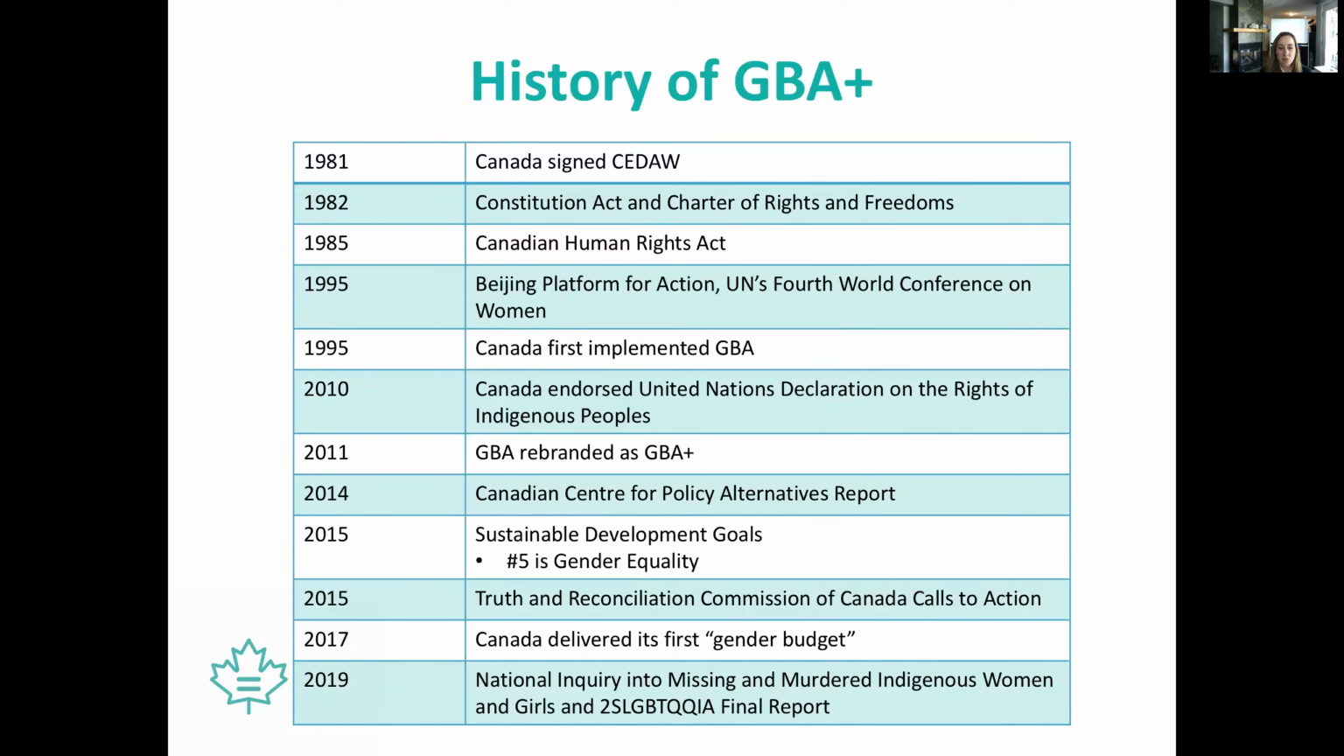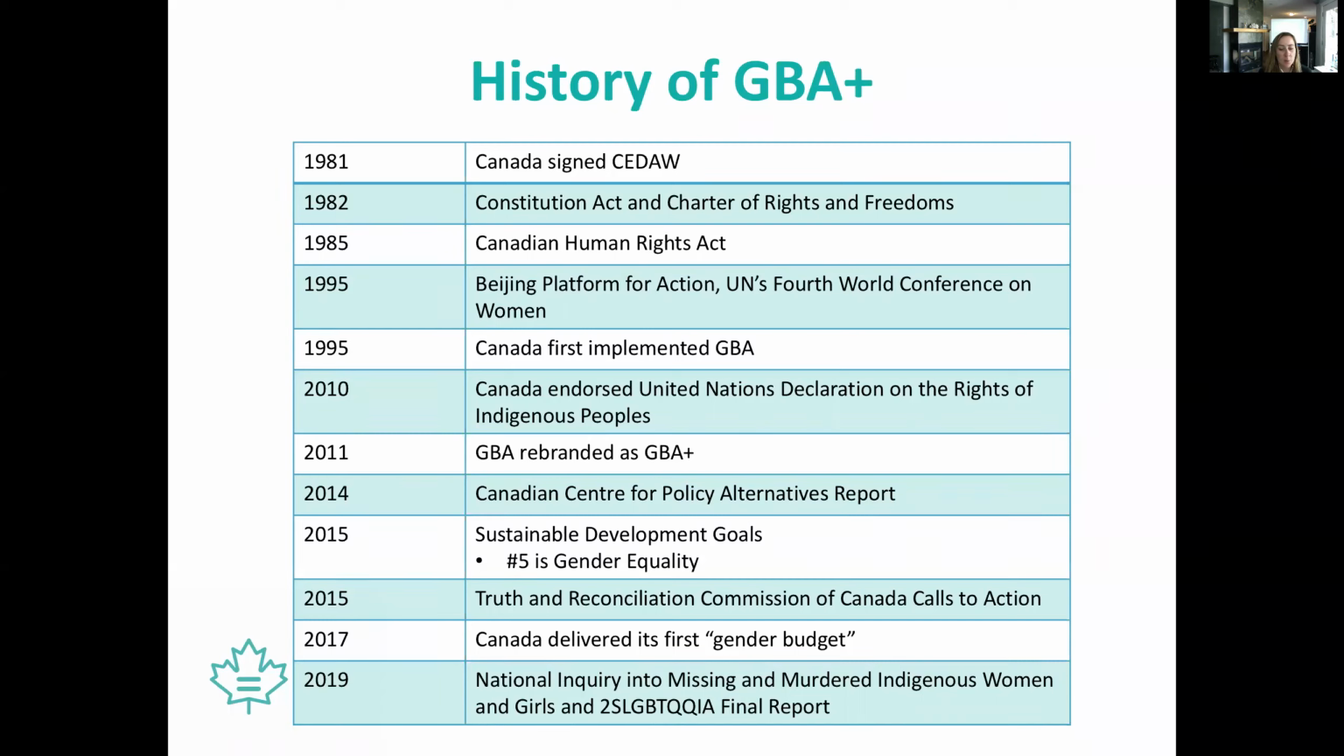And it wasn't until 2011 when it was rebranded and there was a plus sign added to signify that it's about much more than just sex and gender, and includes many other intersectional identity factors like race, ethnicity, age, geographic location, ability, and culture and religion, just to name a few. Now, the Government of Alberta first adopted it a bit later.